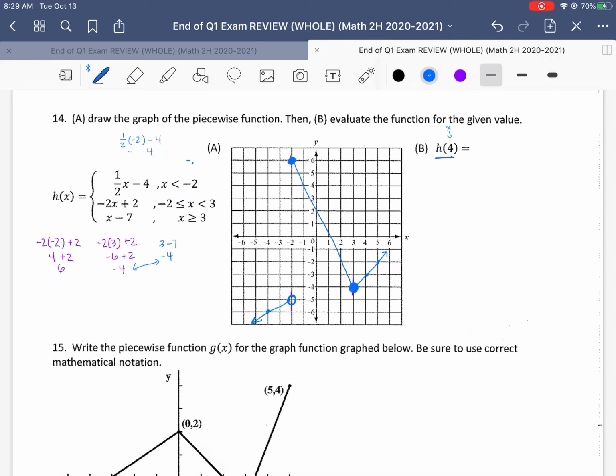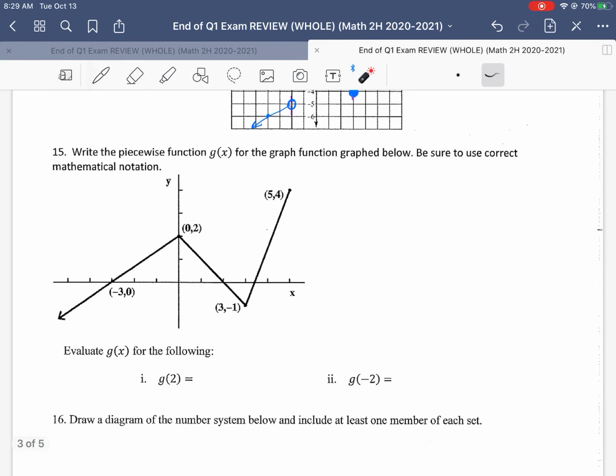So we say, where does 4 as the x value fit in, right? 4 is not less than negative 2. 4 does not lie between negative 2 and 3. So this is the one that 4 is actually greater than or equal to 3. So we're going to use this piece to evaluate, and we're going to put 4 in for x. So 4 minus 7, which would be negative 3. So h of 4 is negative 3. And again, you can see that on the graph, because when x is 4, the function's right there at negative 3.